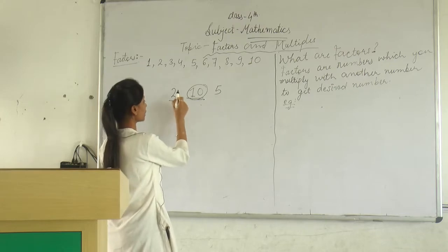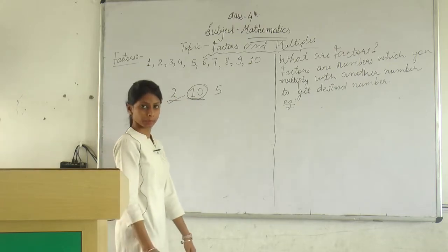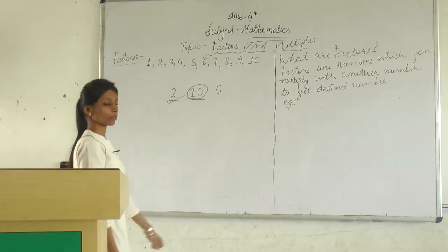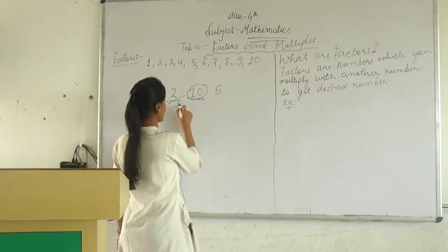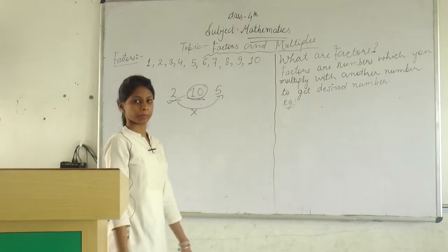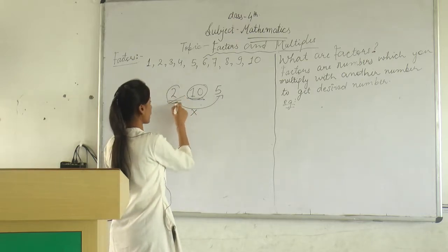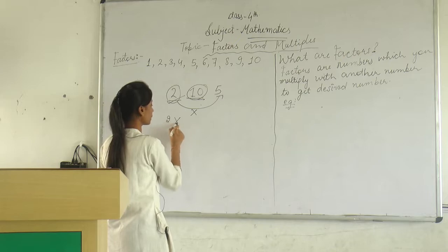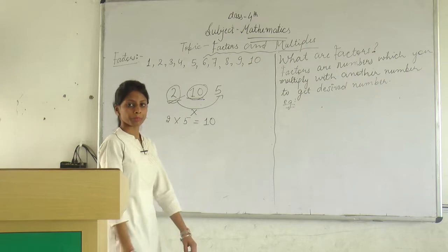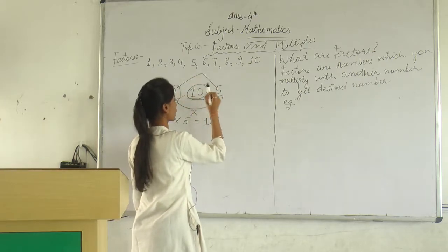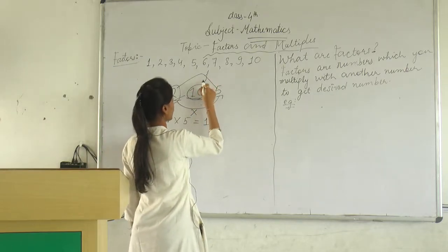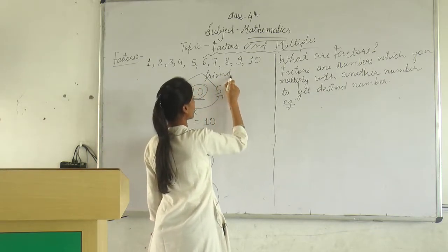Now, the number 2 came and said, I am a friend of you. I multiplied with 5 to give the number 10. Number 2 said, if I multiply with 5, it gives the number 10. Now, 2 and 5, both the numbers are friends of 10.